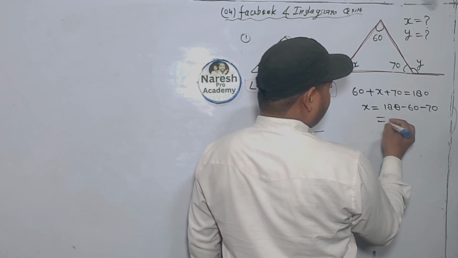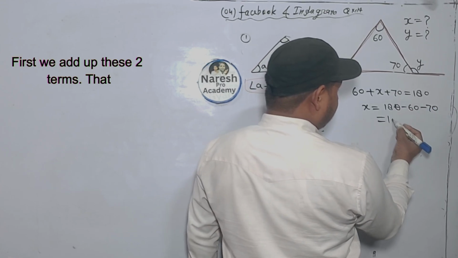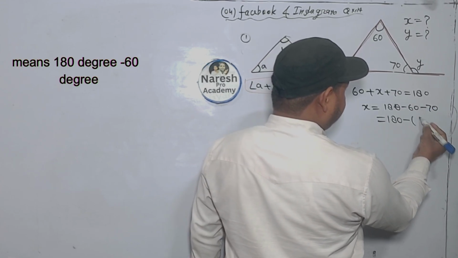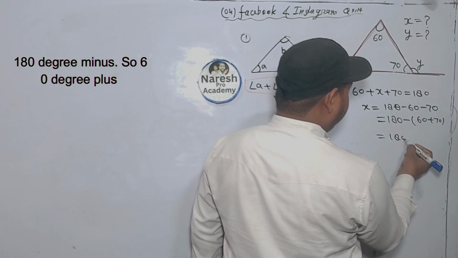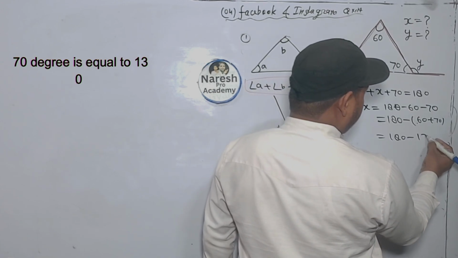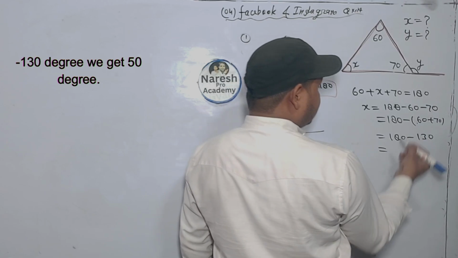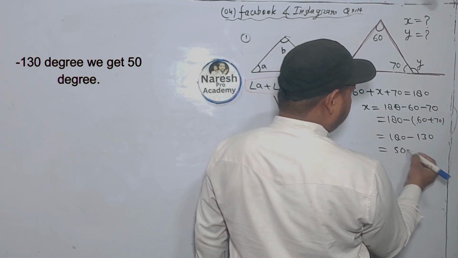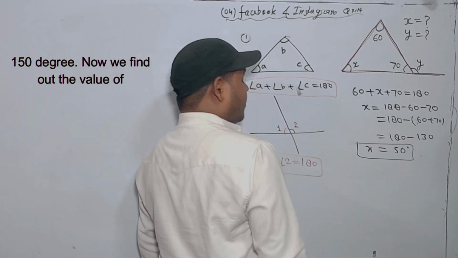We get, first we add up these two terms. That means 60 degrees plus 70 degrees is equal to 130 degrees. And we subtract 180 degrees minus 130 degrees. We get 50 degrees. That means the x value is equal to 50 degrees.